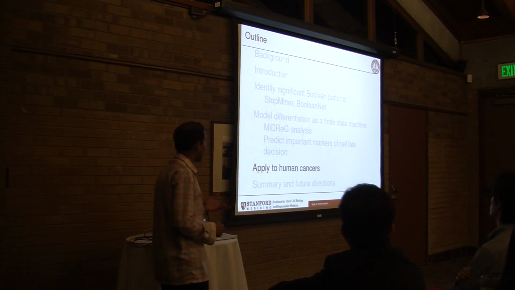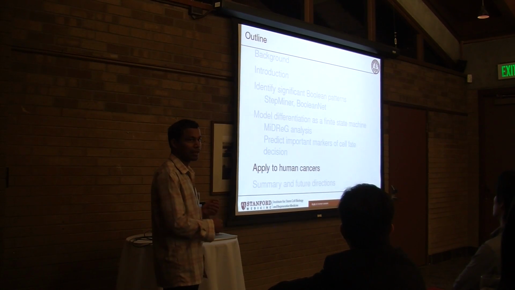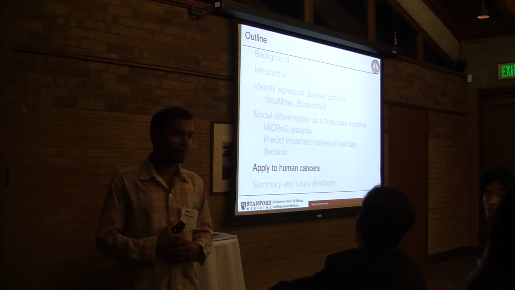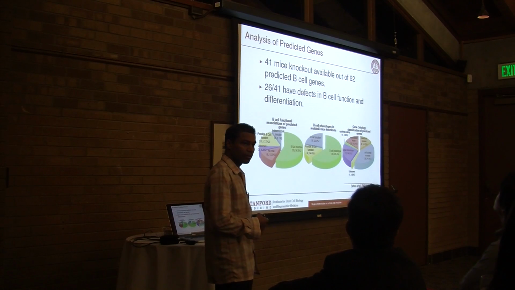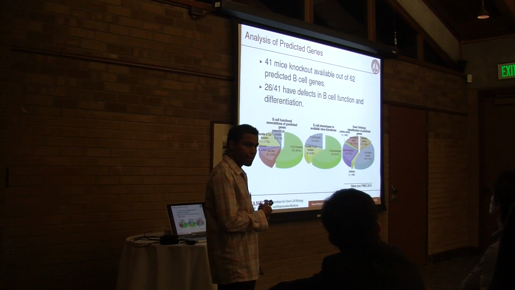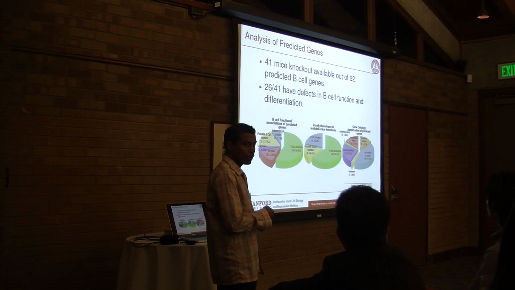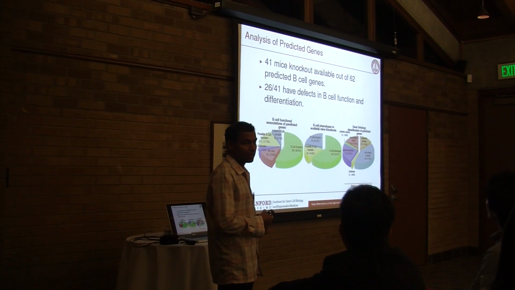Okay. Let's talk about cancer. How do you apply this kind of concept in cancer? Yeah. Question. So could you go back to the knockout page? So what will happen if you randomly knock out a gene from the mouse? Randomly? Yeah. You won't see any phenotype.